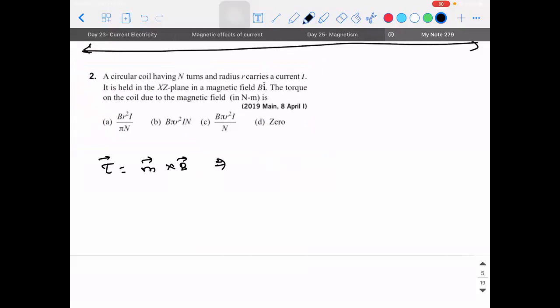And the number of turns is given as N. So what is the formula for magnetic dipole moment? Can I write torque as MB sin theta also? So magnetic dipole moment is N into I into A. That is nothing but N into I into pi r square. And B is B only, and theta is 90 degrees.